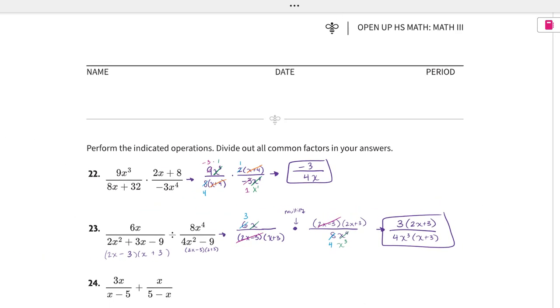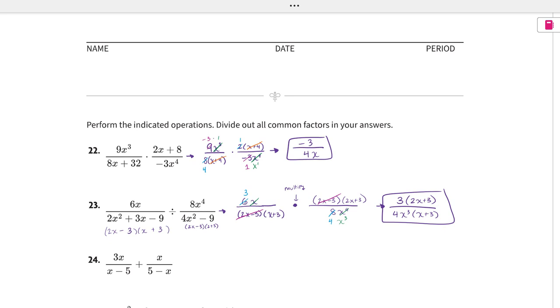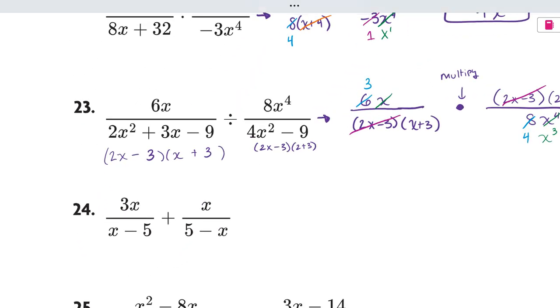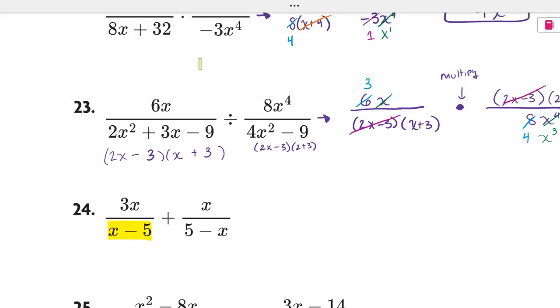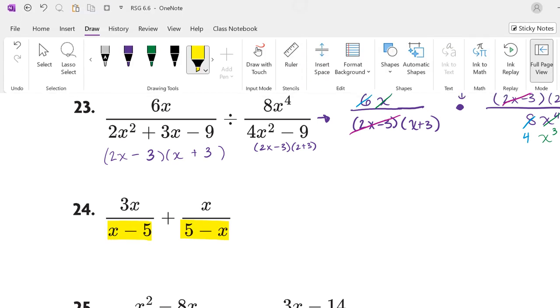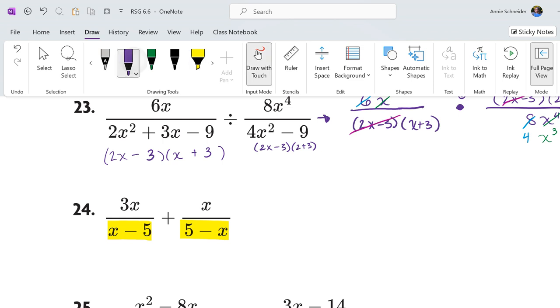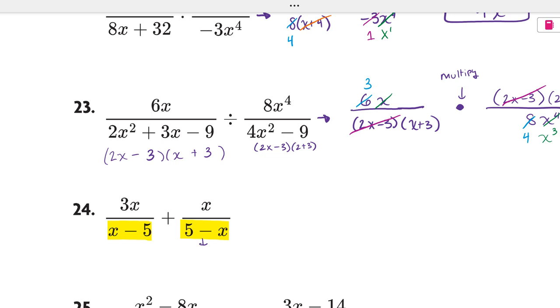Okay, question 24. Question 24, we're adding this time. And our denominators are super close to being the same, right? X minus 5, 5 minus x. So the only thing we really need to do here is factor out a negative from either one. So this can become, let's factor out a negative. This can become negative x minus 5.